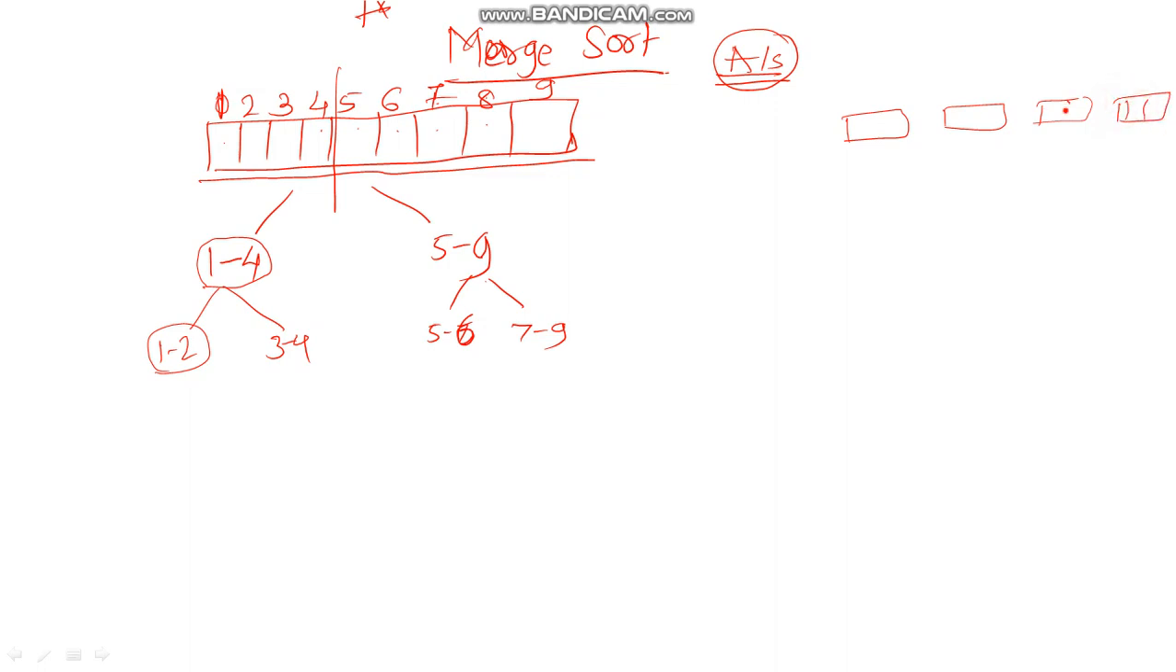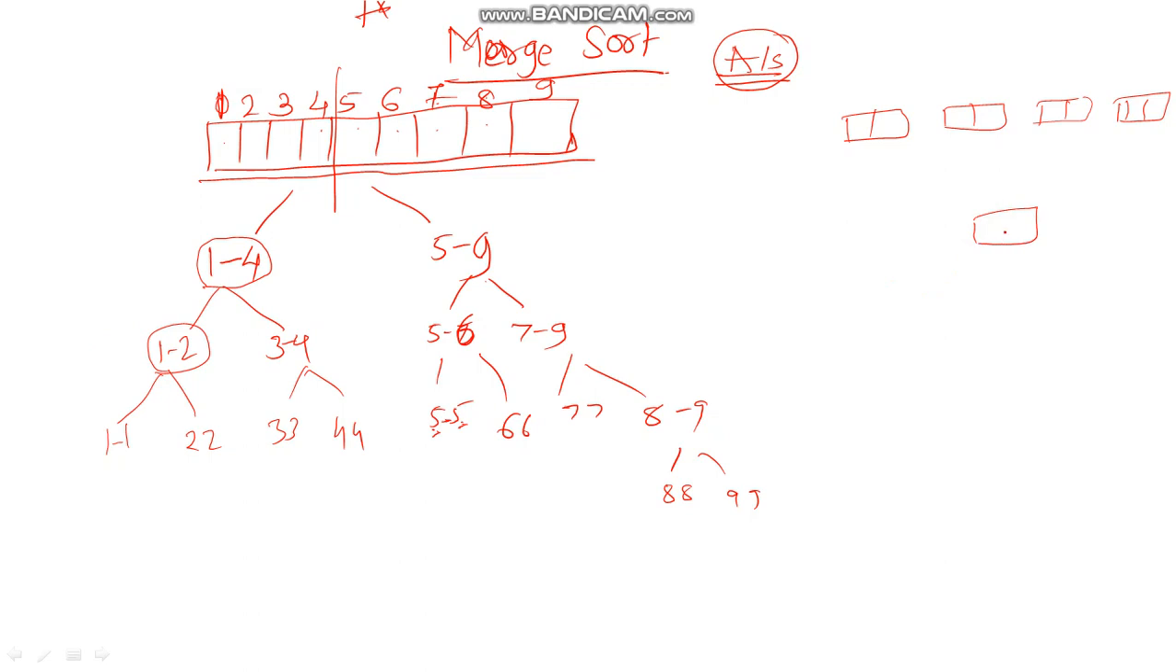So it is something like this. Now you can proceed further and go on dividing until single elements remain: 1 1, 2 2, 3 3, 4 4, then 5 5, 6 6. Here 5 5 means the array starts at 5 and ends at 5, that is, lower index is 5 and higher index is 5. 7 9 will be 7 7 and 8 9, and 8 9 can be further divided into 8 8 and 9 9. Now an array consisting of a single element is always sorted.